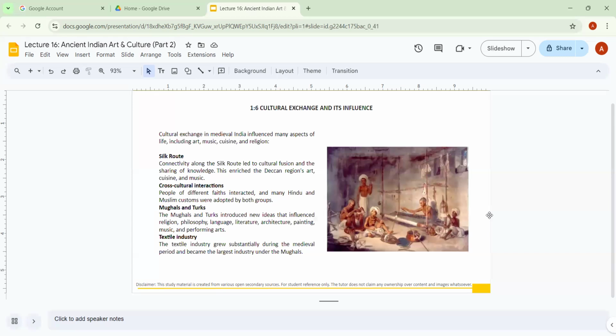Cultural exchange and its influence. The Silk Route had developed during the medieval Indian period, which enriched the Deccan region's art, cuisine, and music. Because of the Silk Route, cross-cultural interactions happened very frequently. The Mughals and the Turks introduced new ideas that influenced religion, philosophy, language, literature, architecture, painting, music, and performing arts. The textile industry grew substantially during the medieval period and became the largest industry under the Mughals.